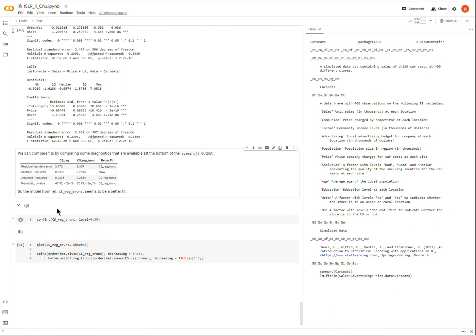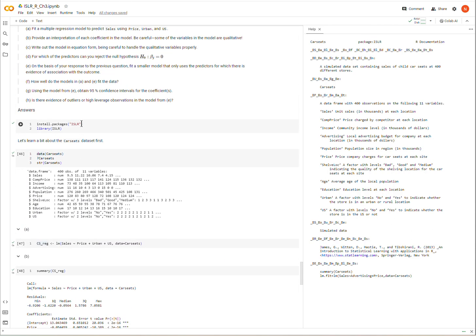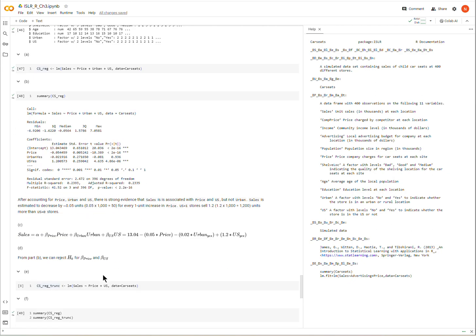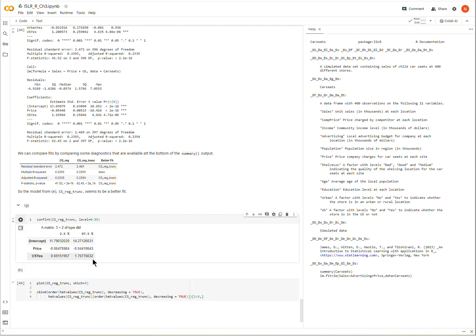Part G, we want to find confidence intervals for the coefficients in this second regression. So I can just use the conf_int argument. And so I get confidence intervals for each estimated parameter: the intercept, the beta price, and the beta US. This is a 95% interval, I've set the level at 95%. So we get the two boundaries for these confidence intervals.